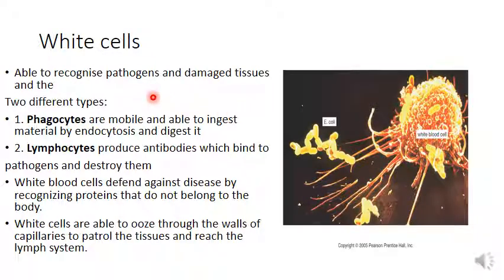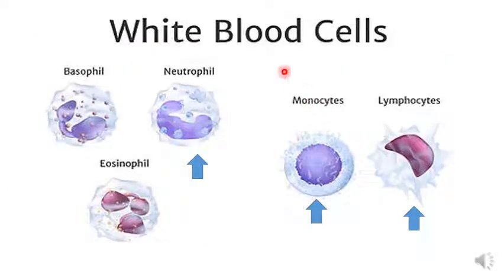The other group of cells are the white blood cells. There are two types. There are the phagocytes, which are the ones which ingest by endocytosis or phagocytosis and destroy bacteria. And then there are the lymphocytes, which produce antibodies which then destroy the pathogens. And blood cells come in different shapes and types. Of special mention to our syllabus are the neutrophils.